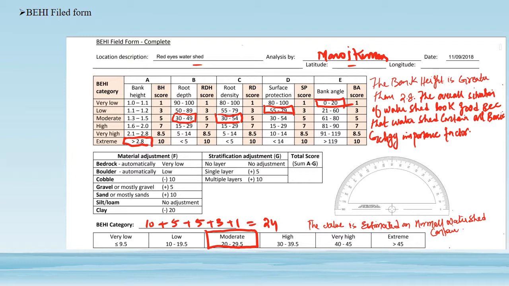And the bank angle is not more than 1. That's why the score is only 1. If you calculate all the information and the numbers, it will be equal to 24, and that is a moderate river. As I mentioned here, the bank height is not greater than 2. The overall situation of the watershed looks good because that watershed now contains all the basic geological important factors, and that is good for this river.